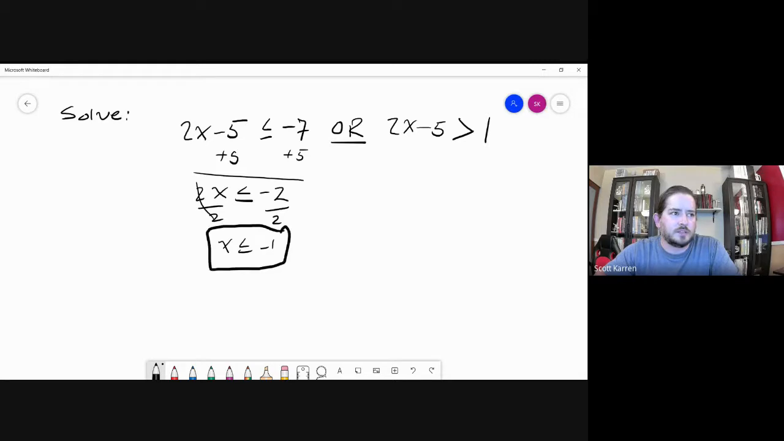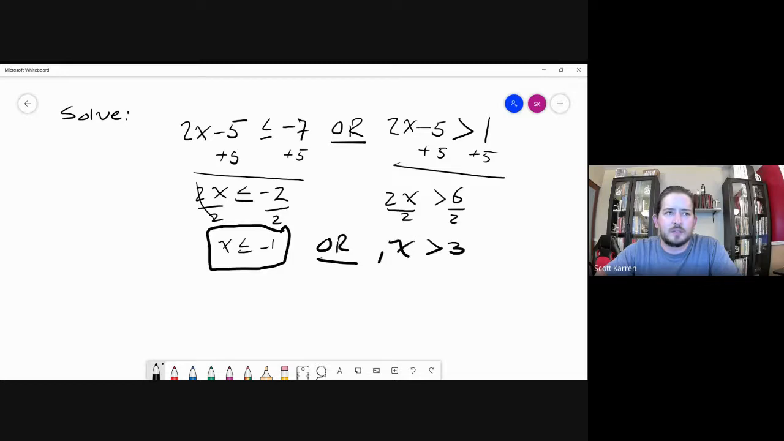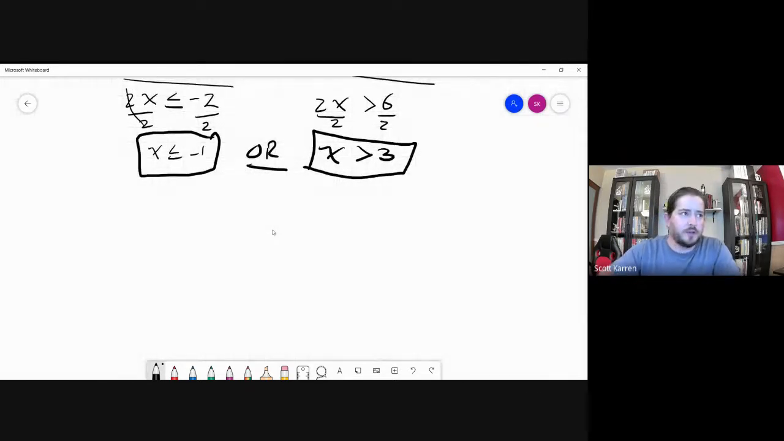That's one condition. I'm going to have an or and then another condition. And that condition, I find out by adding 5 to both sides here. That leaves me with 2x is greater than 6. And dividing each side by 2 leaves me with x is greater than 3. Right? So there's my two conditions, but it's an or statement, right? So let's draw these out before we worry about the disjunction here.